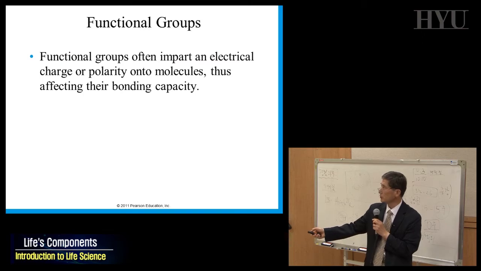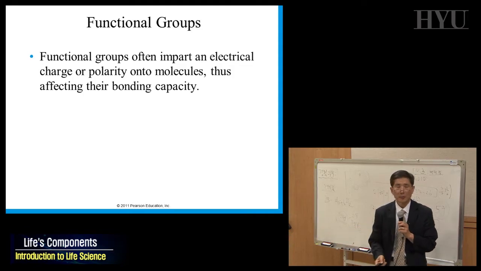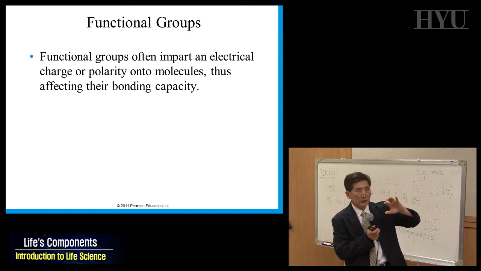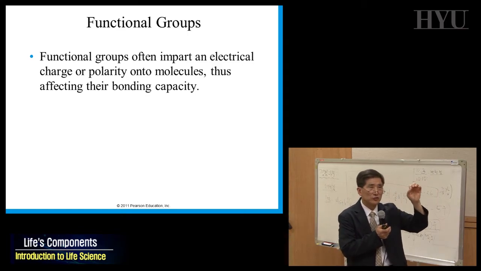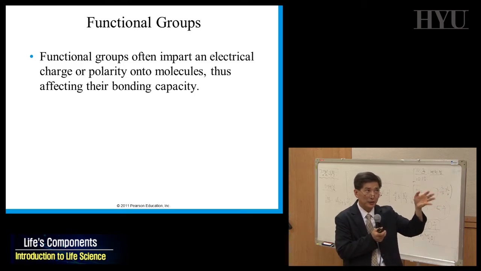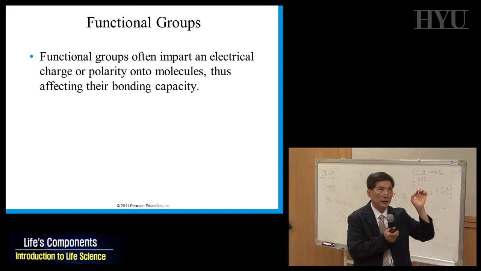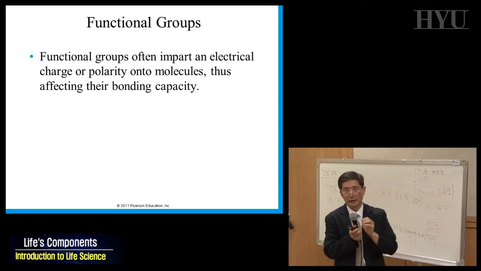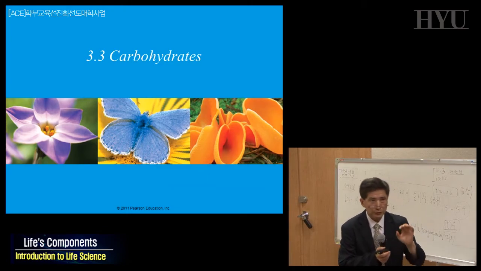So functional groups often impart an electrical charge or polarity onto molecules, thus affecting their bonding capacity. What is the common function of this? If you add this functional group, that will give charge to the molecule, so that will make this molecule polar. It will come back again and again.